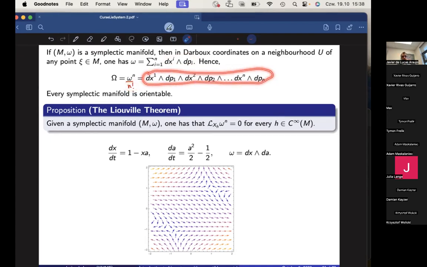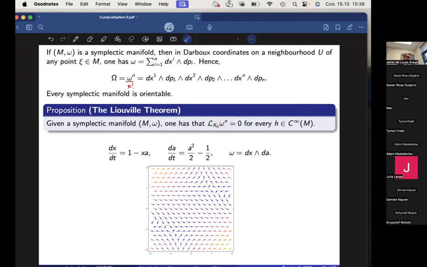So every symplectic manifold is indeed orientable, because this is a volume form. You see, you have all the coordinates, so this is a 2n form on a 2n manifold, and it never vanishes. So it turns out that symplectic manifolds all have a volume form, they are all orientable. And it can be proved, in the following theorem, the Liouville theorem, that the Lie derivative of the volume form associated with the symplectic form is equal to 0. Okay, it does not vary.